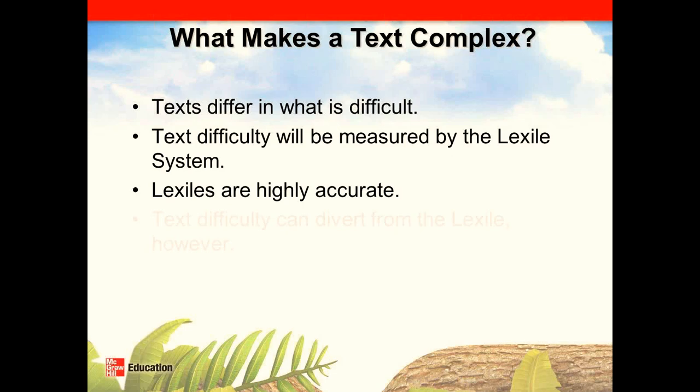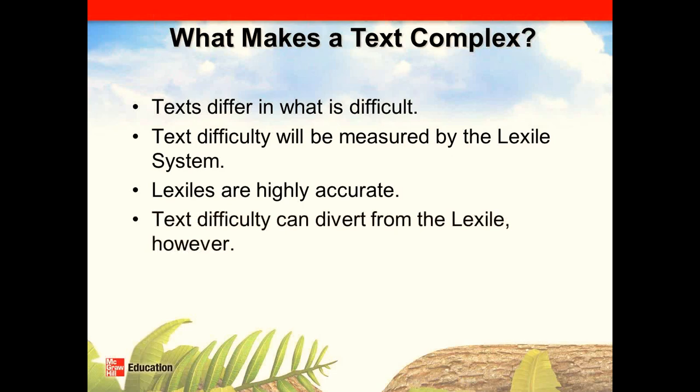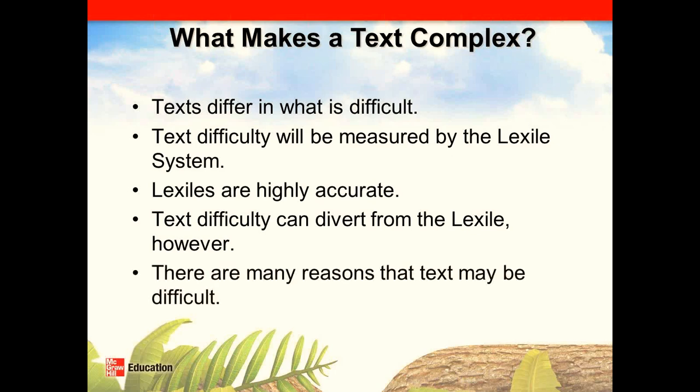You know it's harder than the 450, and you know it's easier than the 650, but you're kind of stuck. You don't know what would you do with this text, or why is this text hard? And in fact, texts differ in why they're difficult, and so you could have several books all written at the same Lexile level, and some of them are hard because of the vocabulary, and some are hard because of sentences, and some are hard for many other reasons.